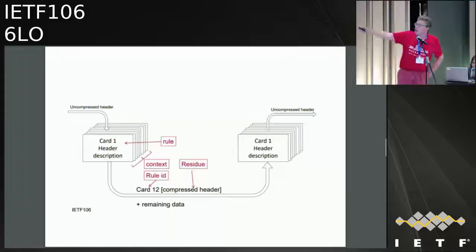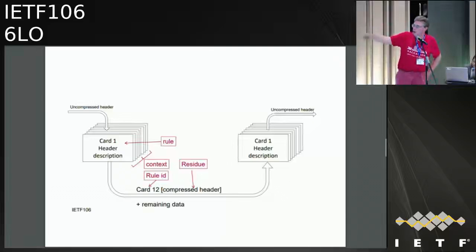So how does it work? In brief, you have a packet that arrives at your compressor. You have a description of all the possible formats of what you are sending. If you find a rule that corresponds to your packet, then you will send the rule number. And at the other end, since we have the same information, from the rule number we can reconstruct the header. So in the vocabulary of SCHC, this description of headers is called a rule.